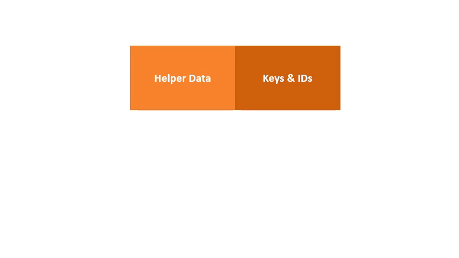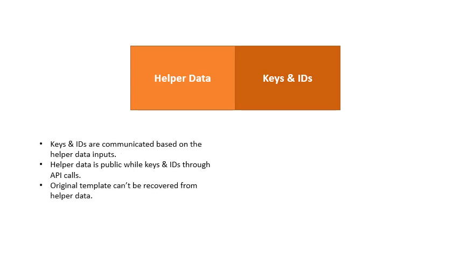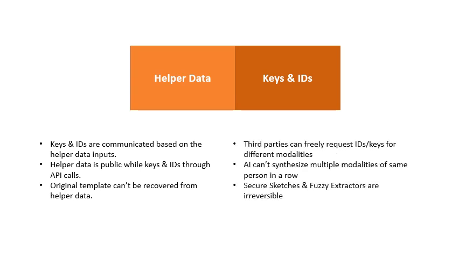So the helper data is used by front-end apps in the public domain, and with the matching algorithm after the feature extraction, the keys are generated, and these keys can be matched with the repository, so that the matching of the keys and the subsequent identification happens through the API calls, and the helper data can be made available in public. So the original templates can't be recovered from helper data, as it is a very strong encryption technology for biometrics.